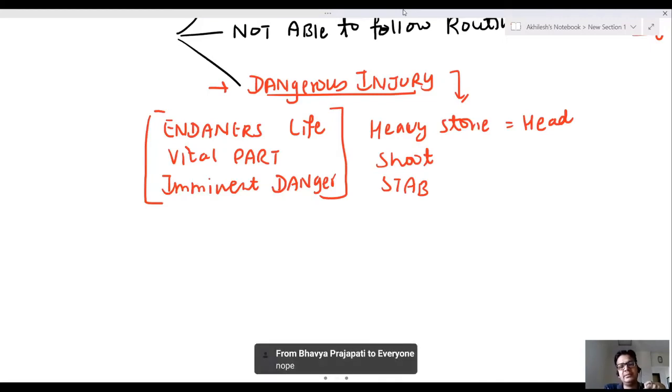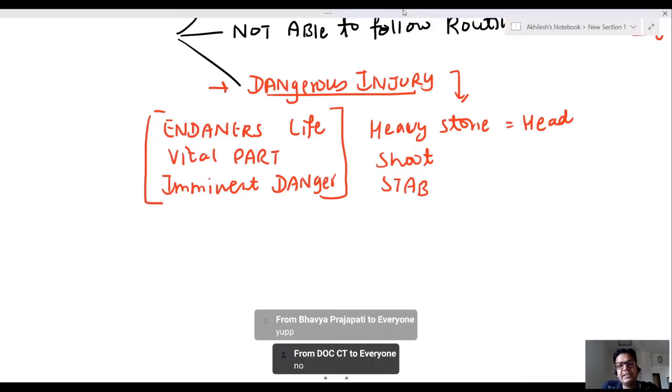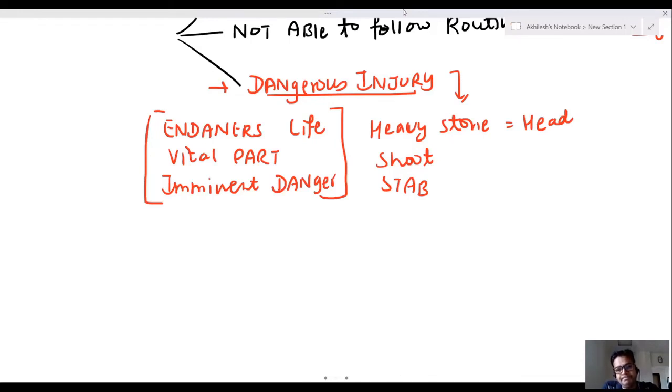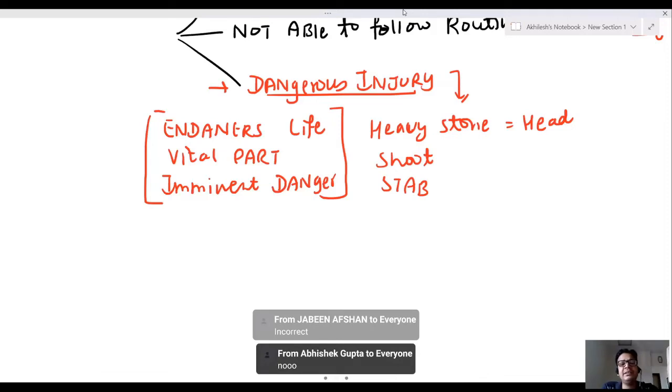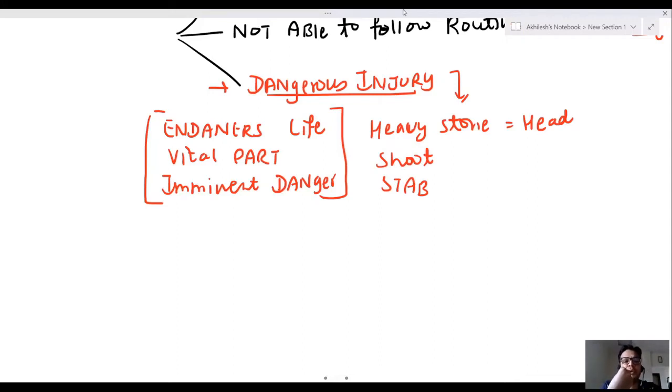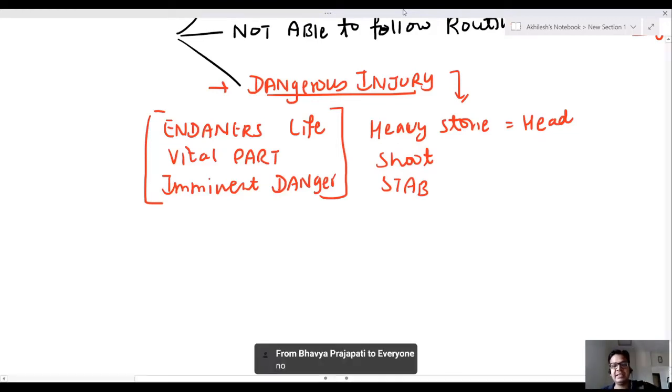Every grievous hurt is a dangerous injury. Correct or incorrect? No, no, no. Every grievous hurt is not a dangerous injury. Every dangerous injury is a grievous hurt. Like, see, if someone fractured my tooth, it is a grievous hurt, but not dangerous. But every dangerous injury is a grievous hurt. Absolutely right. So these are some very simple explanations, my dear friend.